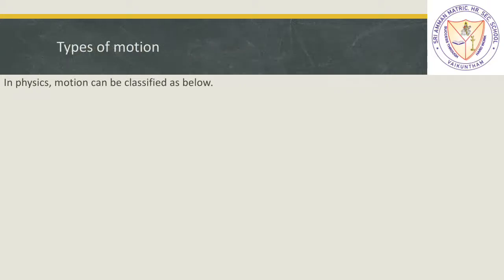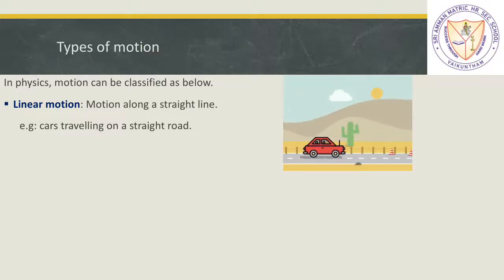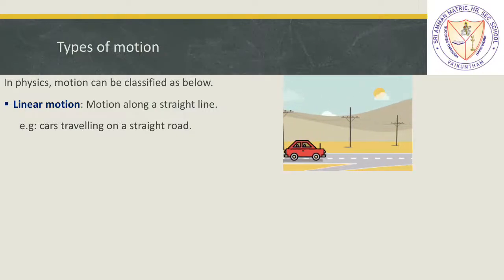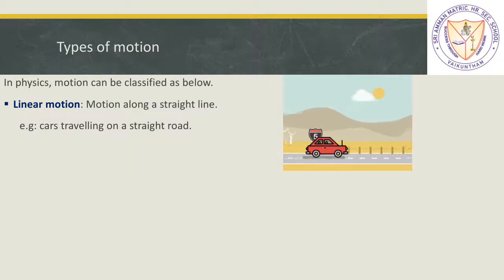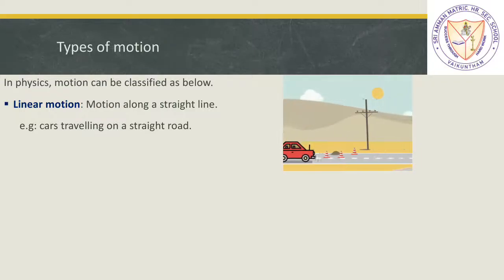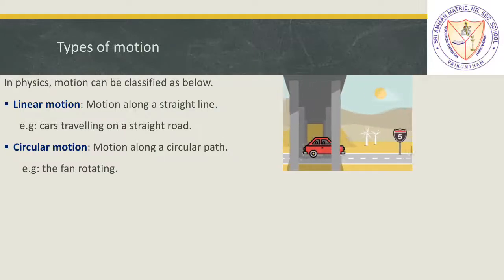Types of motion. In physics, motion can be classified as below. The first type of motion is linear motion, motion which is happening along a straight line. If any object is moving on a straight line, then we call such a motion linear motion. For example, cars traveling on a straight road is an example of linear motion. Motion along a straight line is nothing but linear motion. The next kind of motion is motion along a circular path, like the fan rotating.